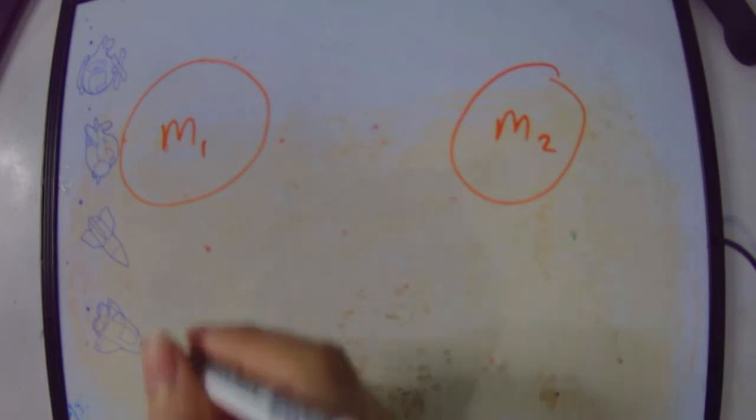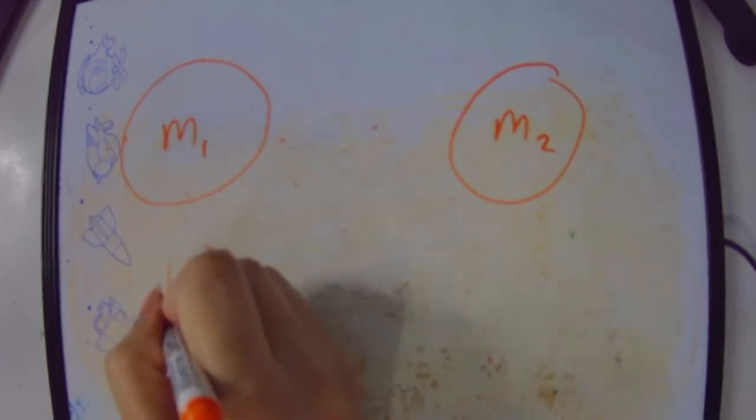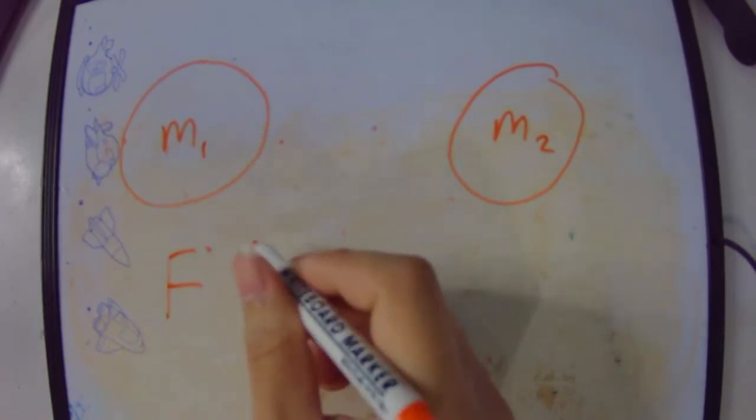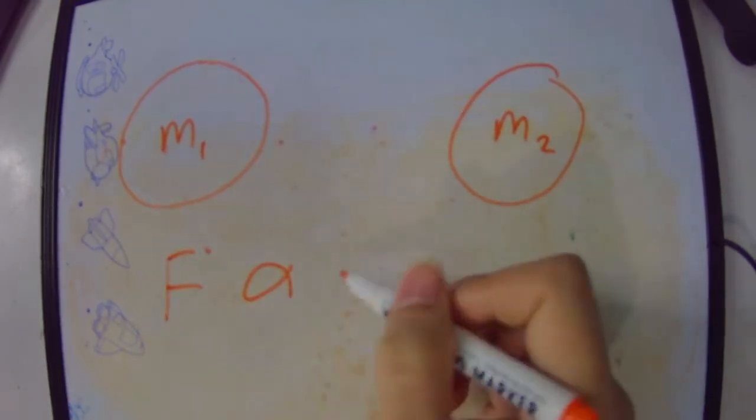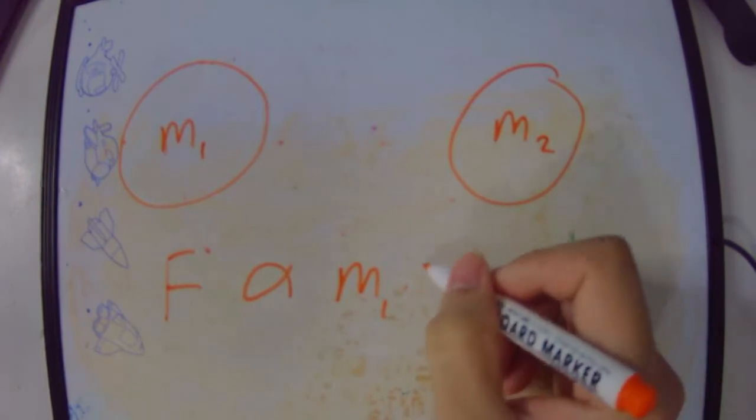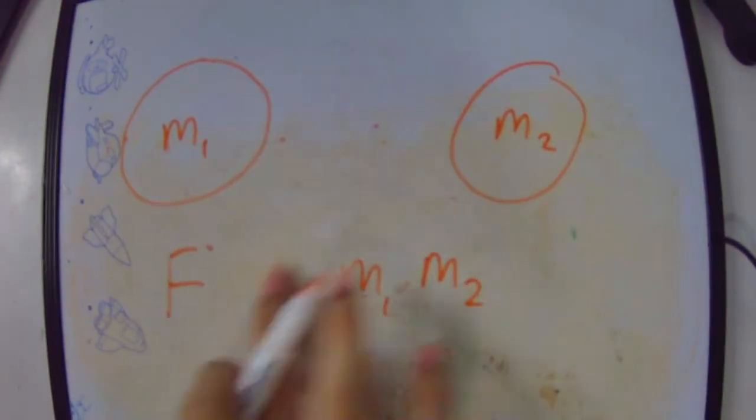So Newton's law of gravitation, the first relationship that he comes up with, is this: F is proportional to m1 times m2, or the product. Let me just draw that better.